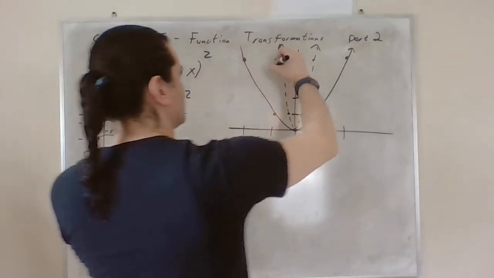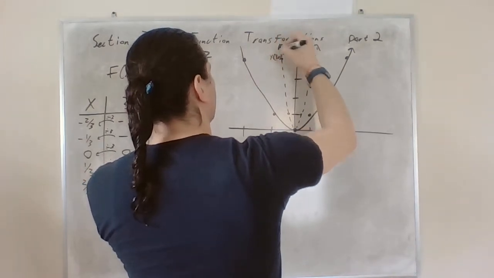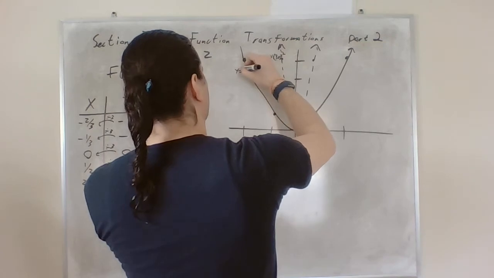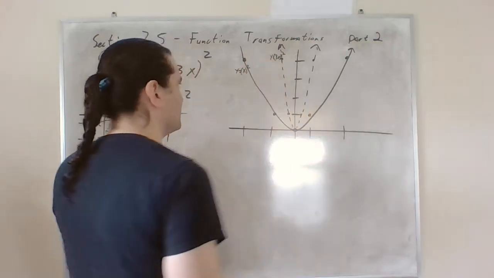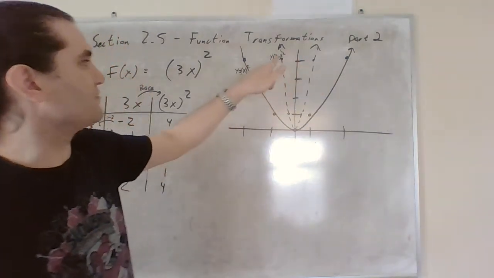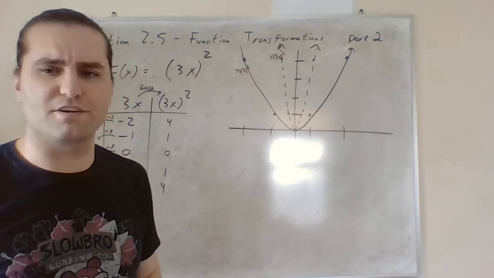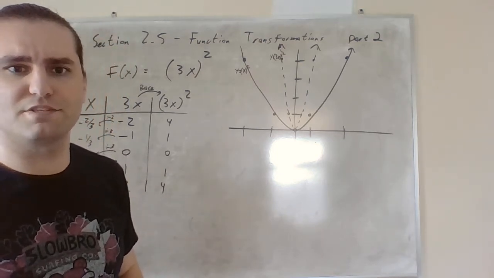So this is y equals 3x squared. This is y equals x squared. So as usual, base function is in a solid line, the transformed function is in a dotted line. I probably should be doing that backwards, but I kind of started it this way, and now I'm stuck.